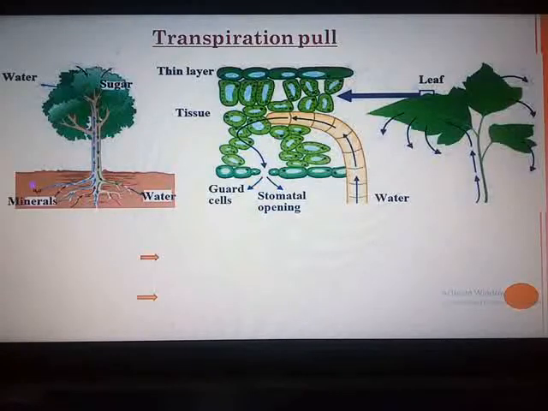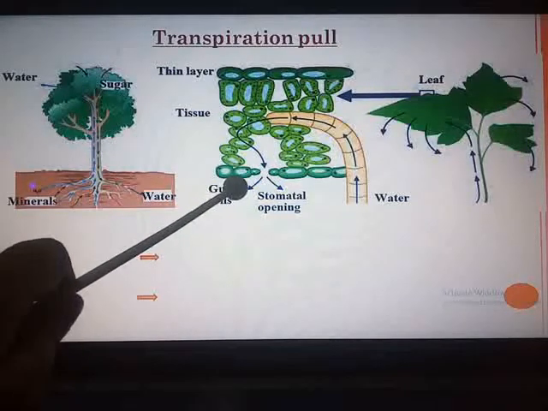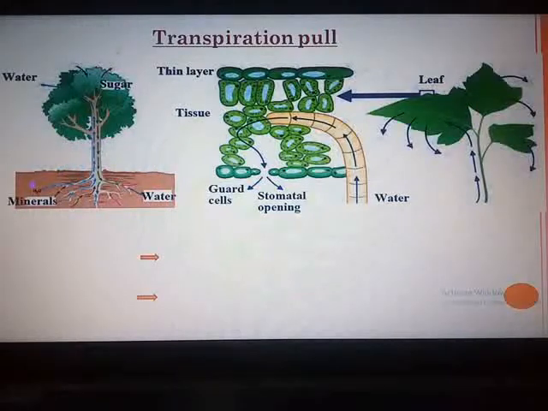Now two cells, which are called the guard cells, are present around the stomata. You can see the guard cells. These cells control the opening and closing of the stomata. You know, to take the food inside, you have to open your mouth. After that, the food has to be chewed, so the mouth has to be closed for the chewing process. You can do it on your own.